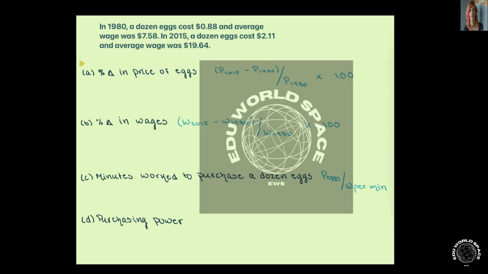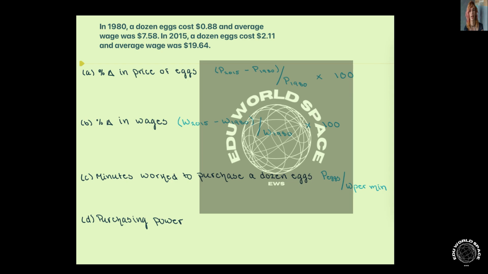In measuring the cost of living, it's useful to compare prices and wages over time. So here we're told that in 1980, a dozen eggs cost 88 cents and the average wage was $7.58. And in 2015, a dozen eggs cost $2.11 and the average wage was $19.64. So part A here, we want to first calculate the percentage change in the price of eggs. And you can see written in blue, I've got the formulas that we're going to be using.